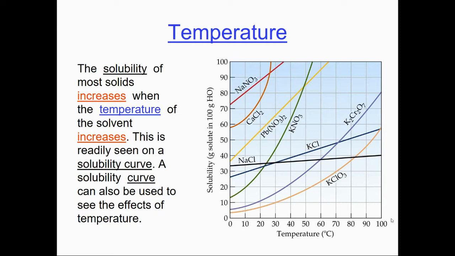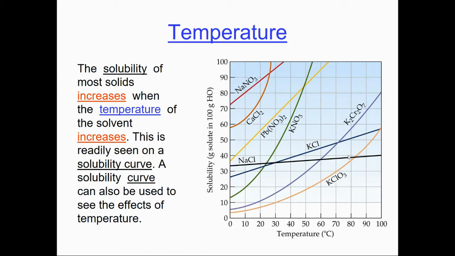So as your temperature increases, as you go this way, your solubility increases. So for instance, at 10 degrees, KClO3, its solubility is about 5 grams of KClO3 will dissolve in 100 grams of water. But if you go to 80 degrees, you have about 37, 38 grams of your KClO3 that dissolves in 100 grams of water. Okay?